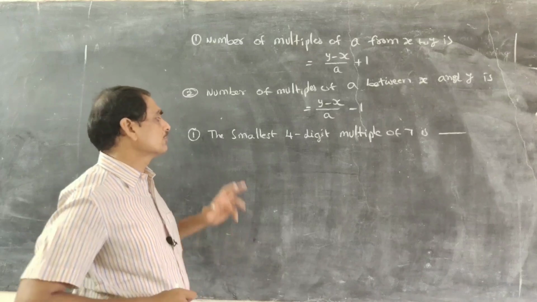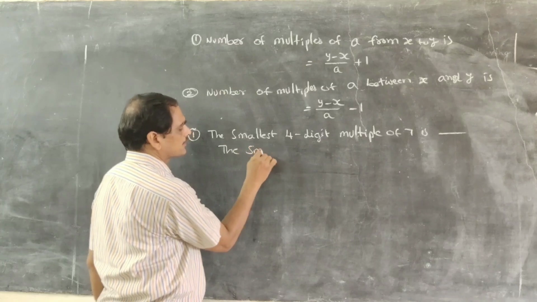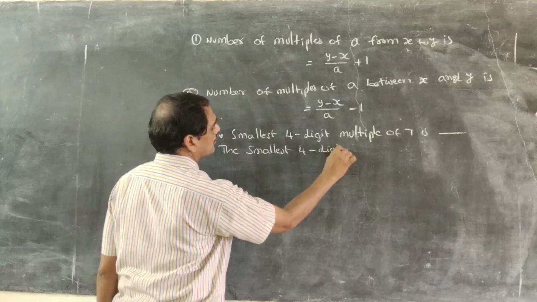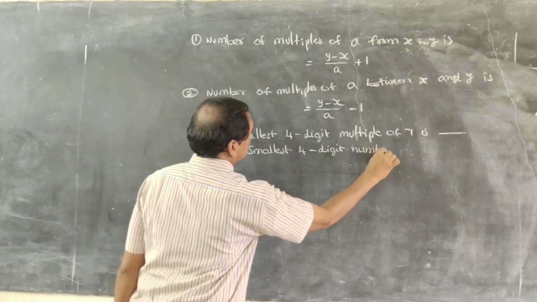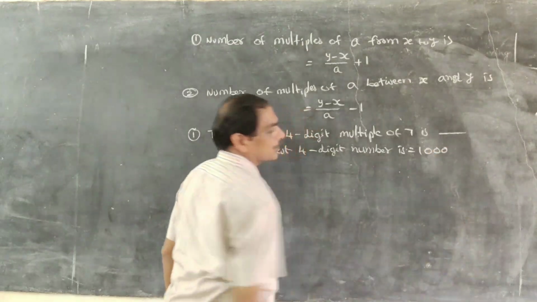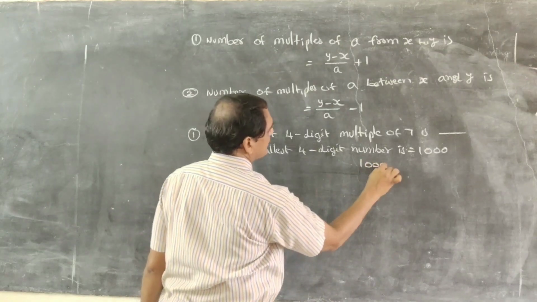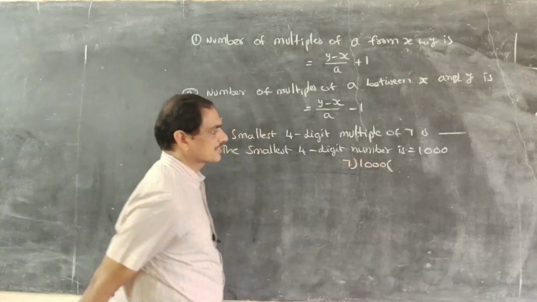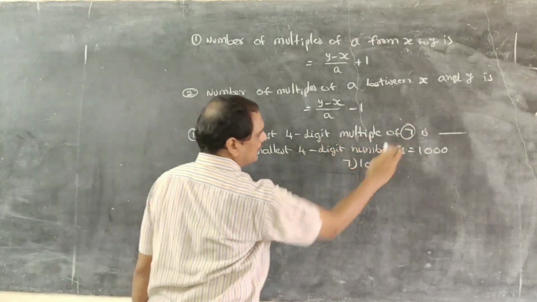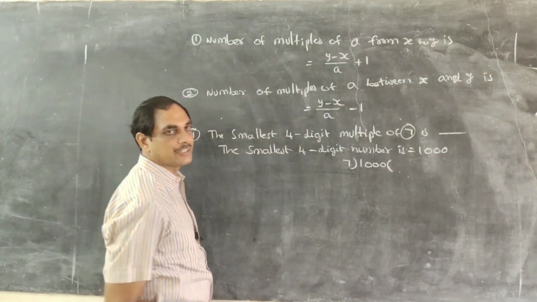Before going to find this, first we write the smallest 4-digit number. What is the smallest 4-digit number? The smallest 4-digit number is 1000. Now, we divide 1000 by 7, to find the smallest 4-digit multiple of 7. This is a simple division.